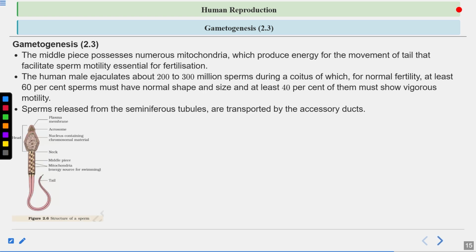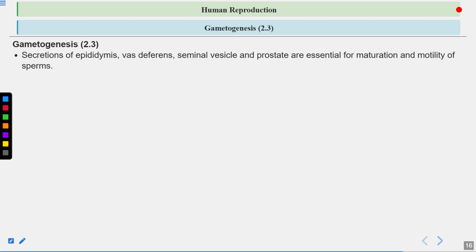Again, we have discussed the structure of the sperm. These are the different parts of the sperm: the head, neck, middle piece, and the tail. Now, secretions of the epididymis, vas deferens, seminal vesicles, and prostate are essential for maturation and motility of the sperms. Epididymis and vas deferens are the accessory ducts. Seminal vesicle and prostate are the accessory glands.